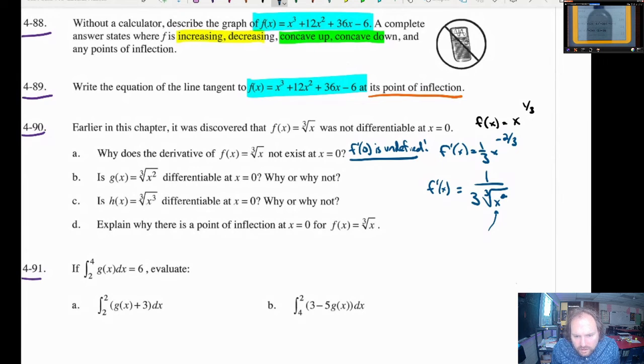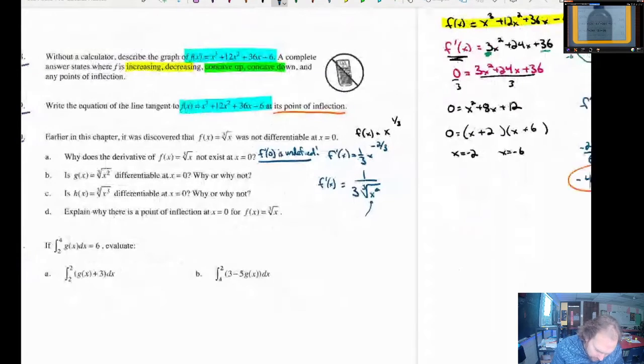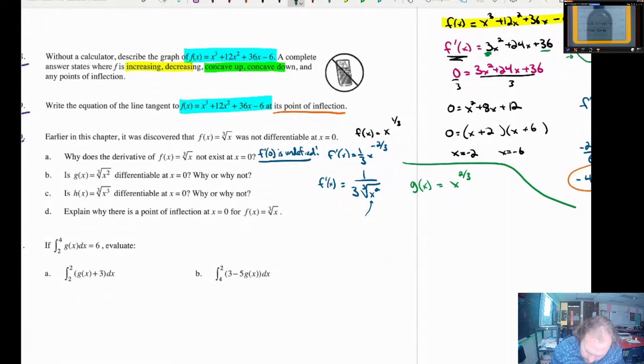Both of these are very similar. So B is g of x, which is the cube root of x squared, differentiable at x equals 0. So let's take a look at that really quick. I'm going to do this off to the side. G of x, I'm going to write that as x to the 2/3 power. Its derivative, g prime of x, would be 2/3 times x to the negative 1/3 power, which would be 2 over 3 times the cube root of x. I believe this is also not differentiable at x equals 0.